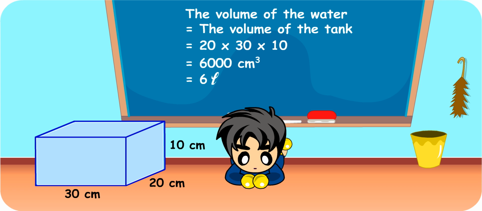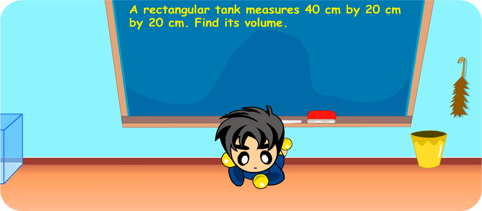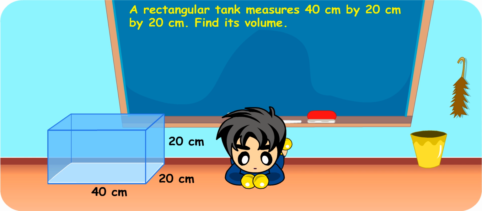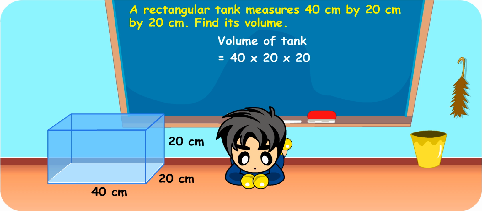Very good. Want to try another question? Okay, no problem. A rectangular tank measures 40 centimeters by 20 centimeters by 20 centimeters. Find its volume. The volume of the tank equals to 40 times 20 times 20, which is equals to 16,000 cubic centimeters.